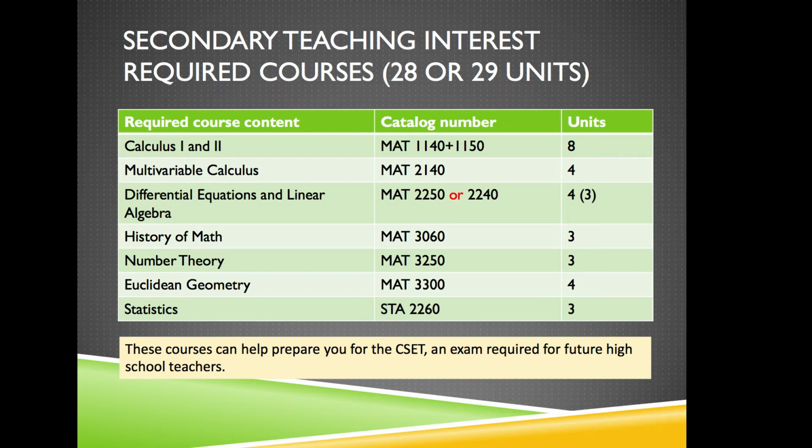If you want to be a high school math teacher, there's an exam that all future public high school math teachers have to take in the state of California called the CSET, the California State Exam for Teachers. And these classes will give you a good grounding in a lot of the material that's covered on the CSET exam. So if you're interested in teaching high school mathematics, then this would be a good minor for you to pursue, and you would just take this list of courses.